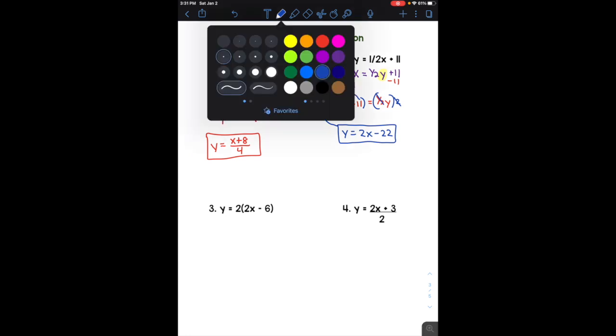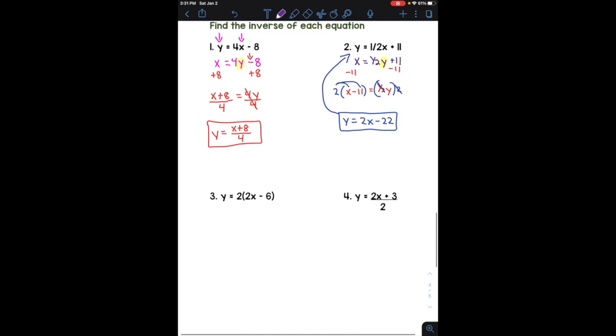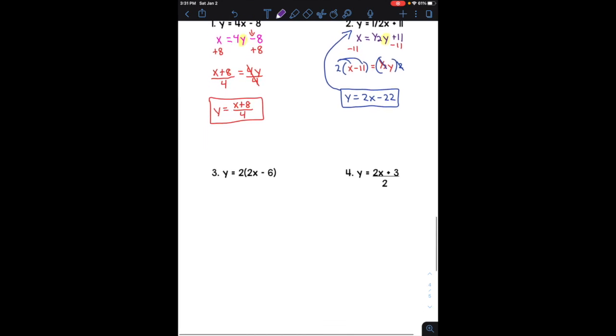Let's go ahead and look at our number 3 below. In order to find the inverse, the first thing you'll do is to switch or exchange the x and y values. So x equals 2 times 2y minus 6. And we now want to solve for y again. Every time we see parentheses with a value outside or being multiplied, we're going to first distribute. 2 times 2y is 4y. 2 times negative 6 is negative 12. And now let's continue to solve for y.